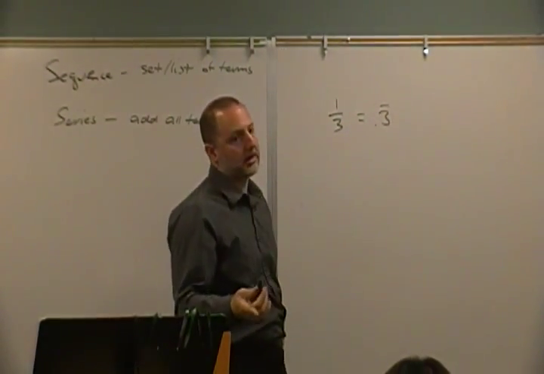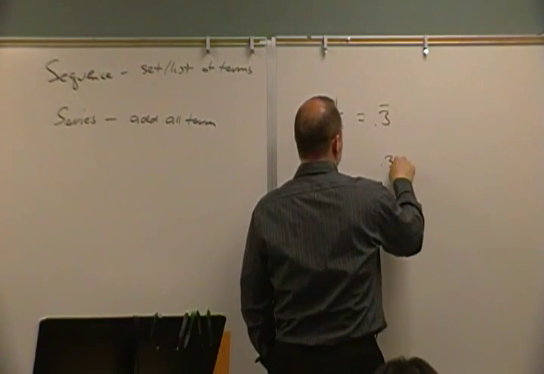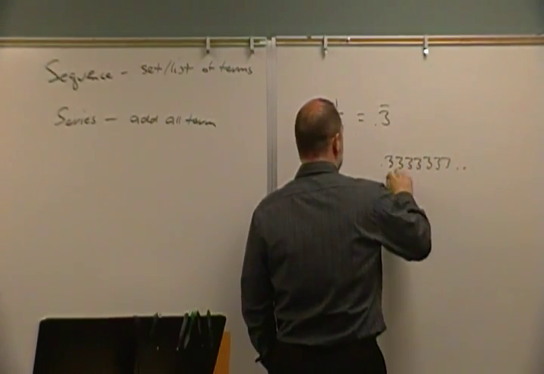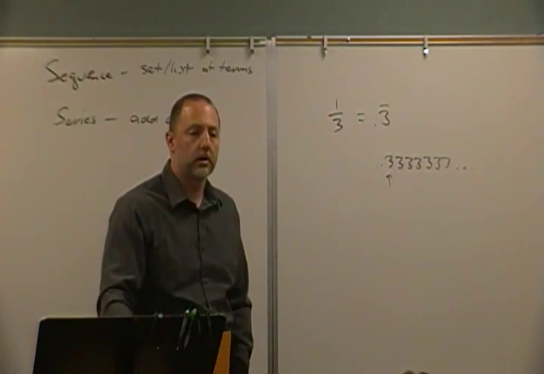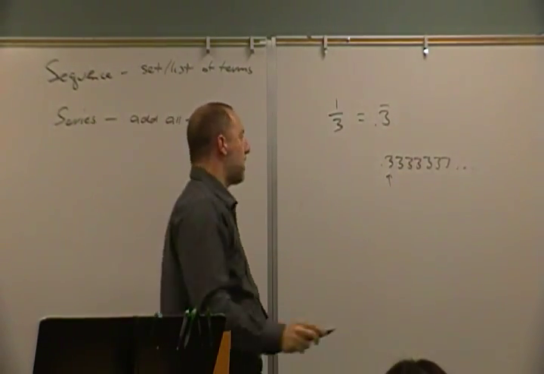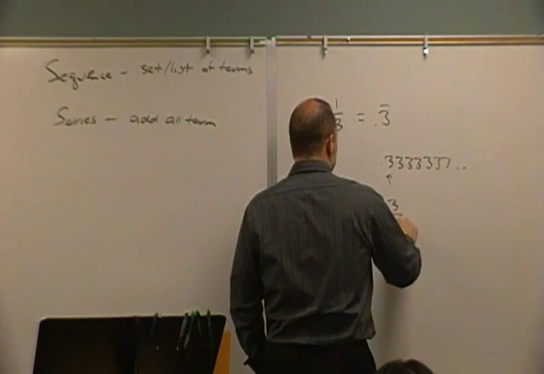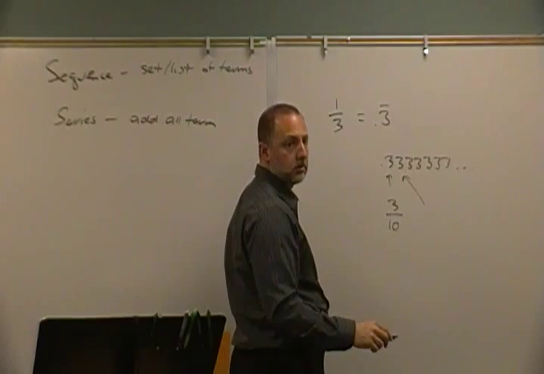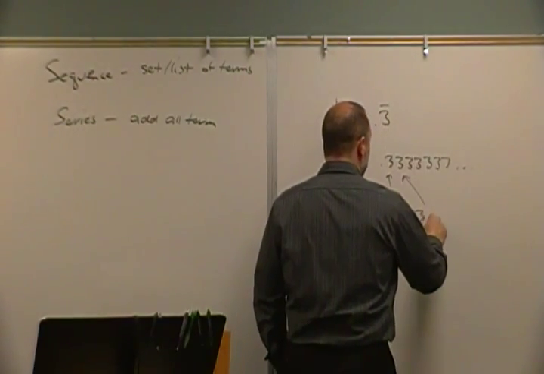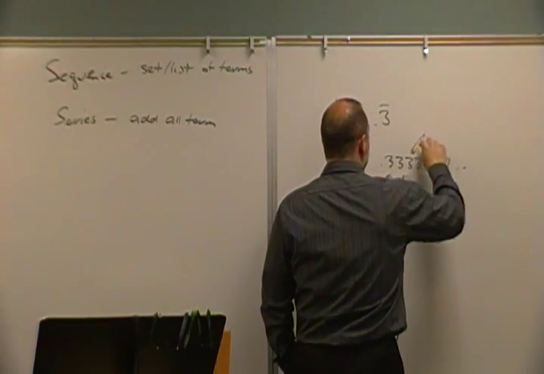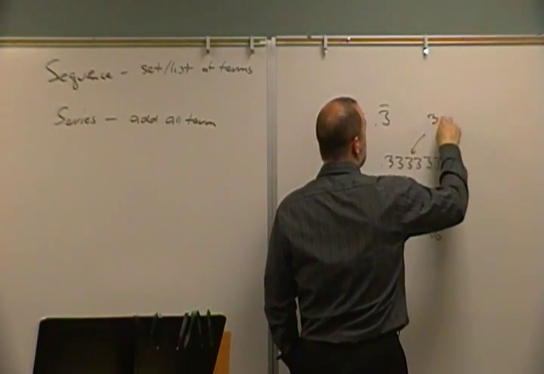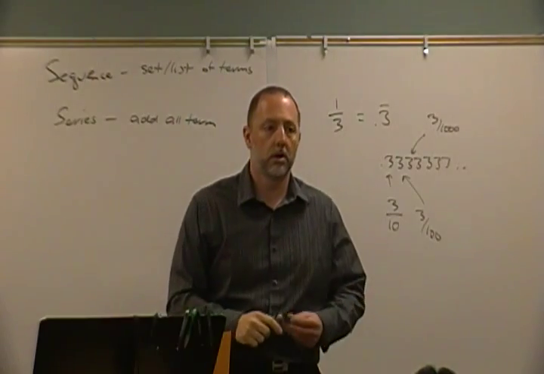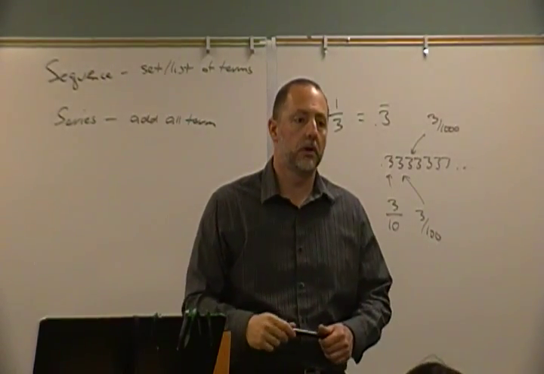Okay, well, let's just expand this a little bit. This is 0.3333333, and so on. Okay, so what does that 3 represent? Yeah, if I write that as a fraction, that's the fraction 3/10. What is that 3? That's 3/100ths. What's that 3? That's 3/1000. Okay, and for how long do the 3's go on? Forever. Okay, that's an infinite series.